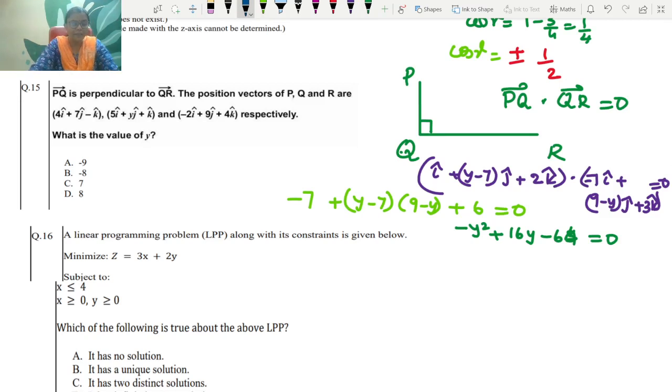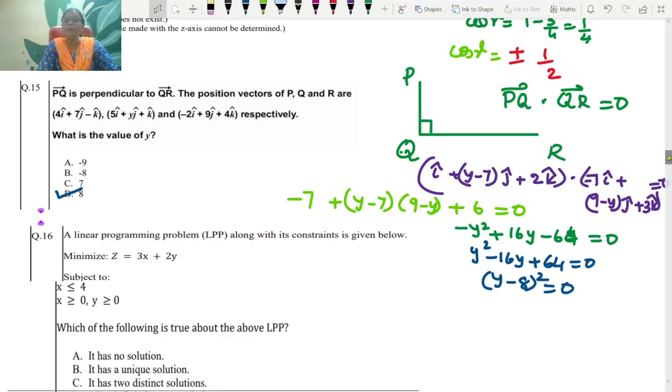Let us factorize it and get it. If you see it carefully, you find that this is nothing but y square minus 16y plus 64 equal to 0. So don't we have the factorization? Isn't it y minus 8 whole square equal to 0? This is y equal to 8. So these are the questions which are based on computation.